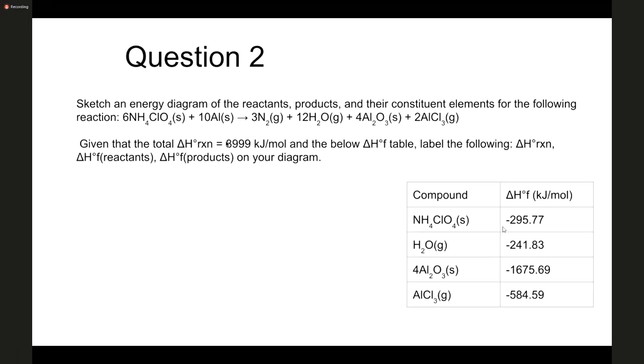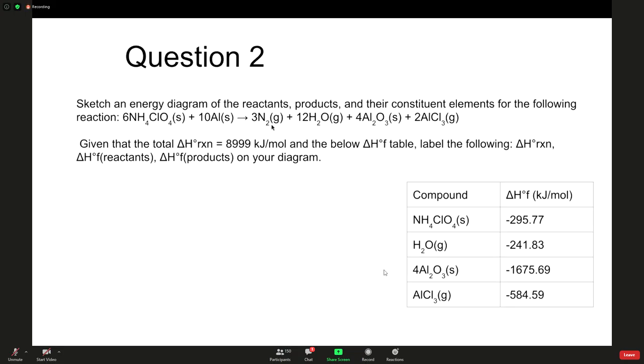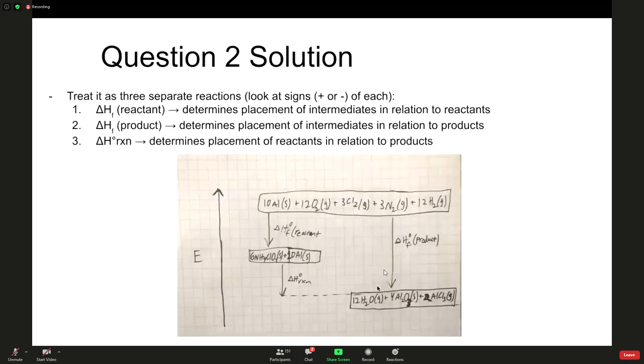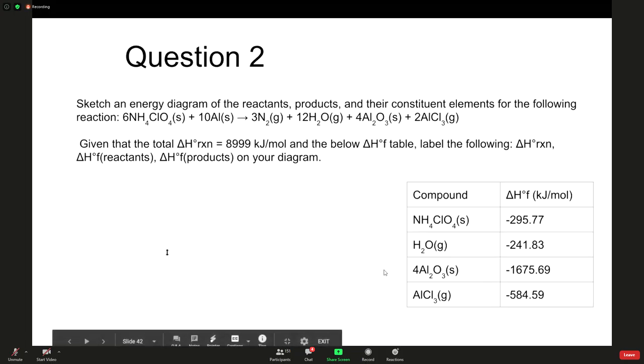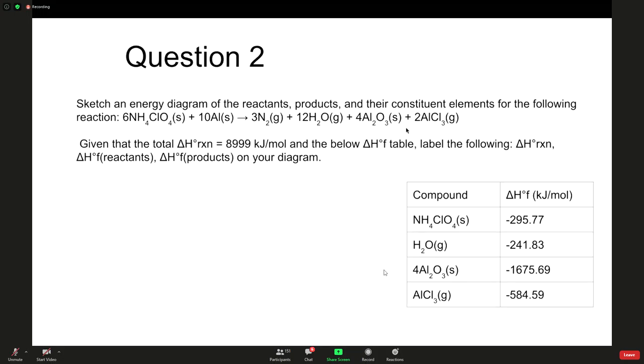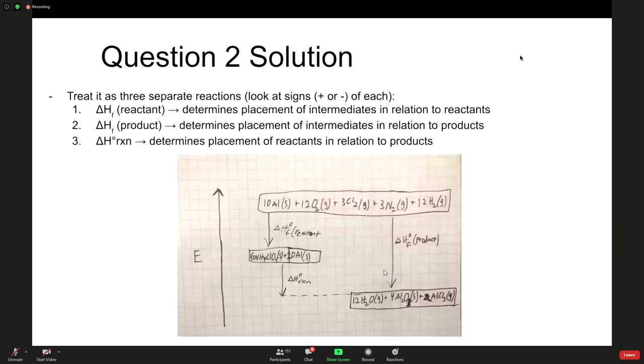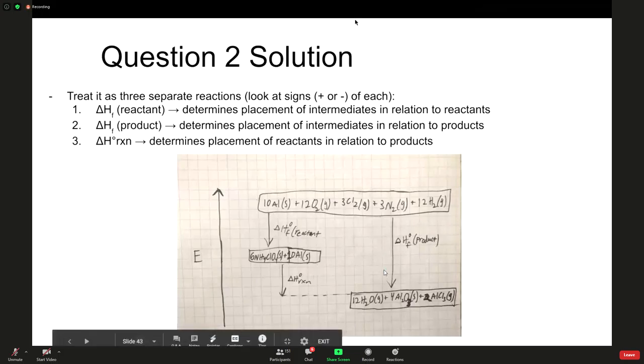So if this was negative 8,999, then you're going to have the whole process also being exothermic. And if you look at the heat of formation of the product, which you can do by the values that I gave you in this table, seeing that all these heats of formation are negative and adding them up with the stoichiometric coefficients, you will know that the overall process is going to have a negative heat of formation of the products. So that will also be going down. So using those three, you should be able to know.